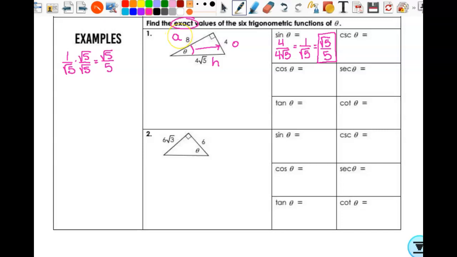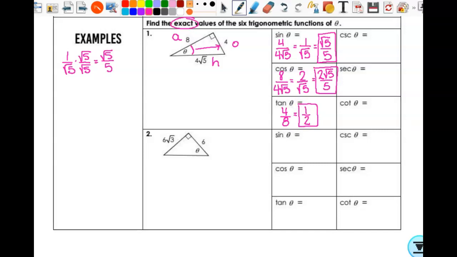Cosine is adjacent over hypotenuse, so that's 8 over 4 square roots of 5. I can reduce that to 2 over the square root of 5. Can't leave it like that, so I've got to rationalize, and that's going to become 2 square roots of 5 over 5. Tangent is what over what? Opposite over adjacent, so that's 4 over 8, which is 1/2. What questions do you have? We all good so far?